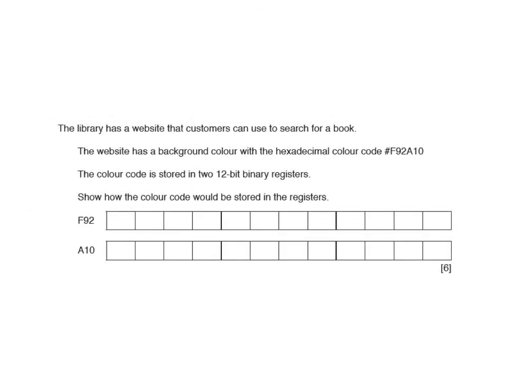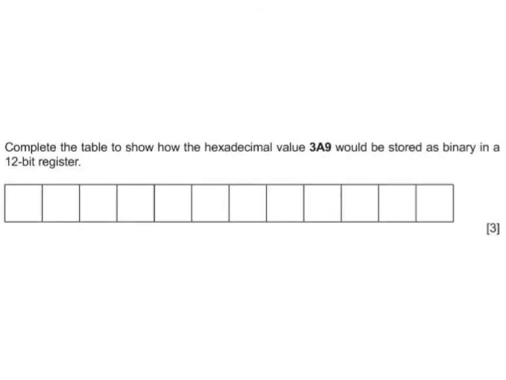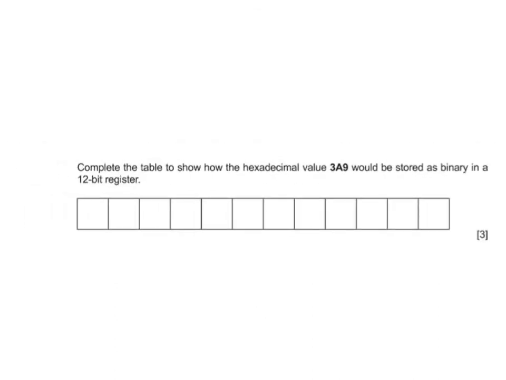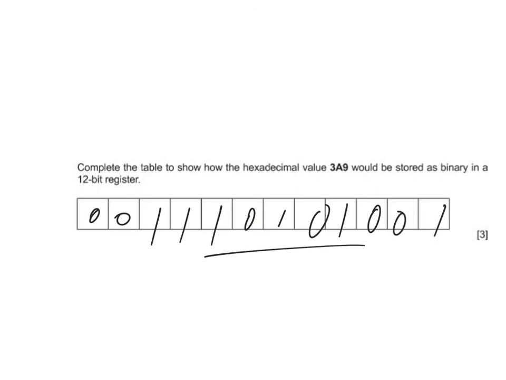And again, you can just see the types of questions that come up. F 1, 1, 1, 1, 9, 1, 0, 0, 1, 2, 0, 0, 1, 0. A is 10, 8, and a 2. 1, 0, 0, 0, 1, and then 0, 0, 0, 0. Again, straightforward enough, just practicing the same things. 3 stored in that register, 0, 0, 1, 1. A is 10, so we've got 1, 0, 1, 0, and then 9 is 8 and a 1. There we go. Try and write it a bit neater than I have.